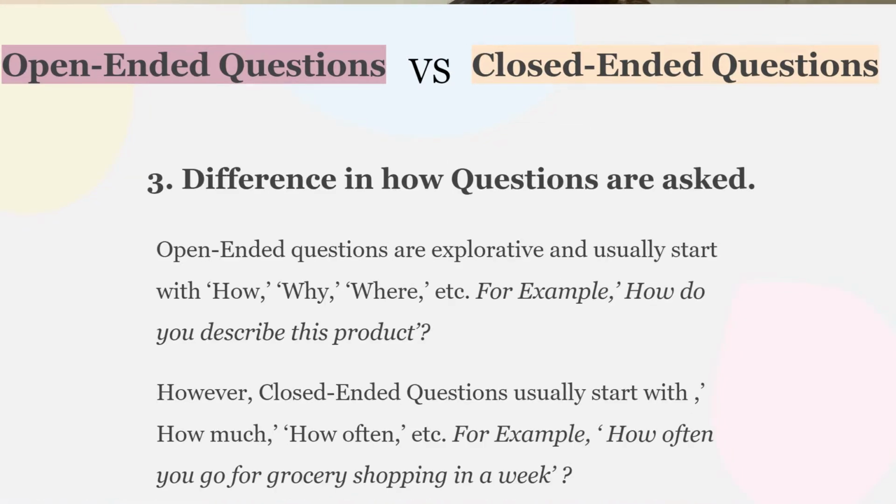Difference number 3 is the difference in the questions that are asked. Open-ended questions are explorative and usually start with how, when, why. And closed-ended questions start usually with how often, how many. For example, how often do you go for grocery shopping in a week?